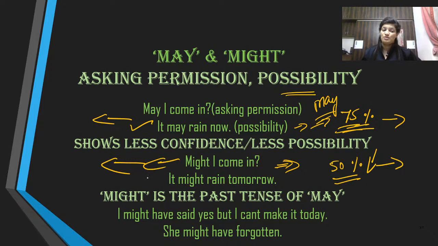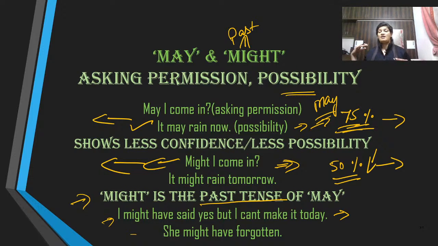These are your present usages, but it can also be used in past tense. Basically, might is the past tense. And how do we use that? I might have said yes, but I can't make it today. It's a past usage. I might have said yes, but instead I said something in the past.